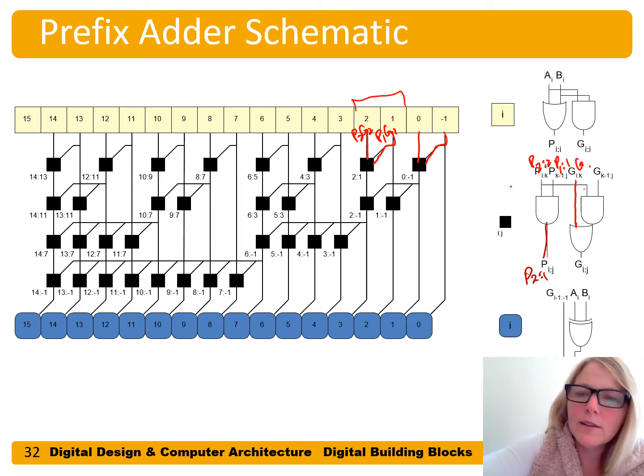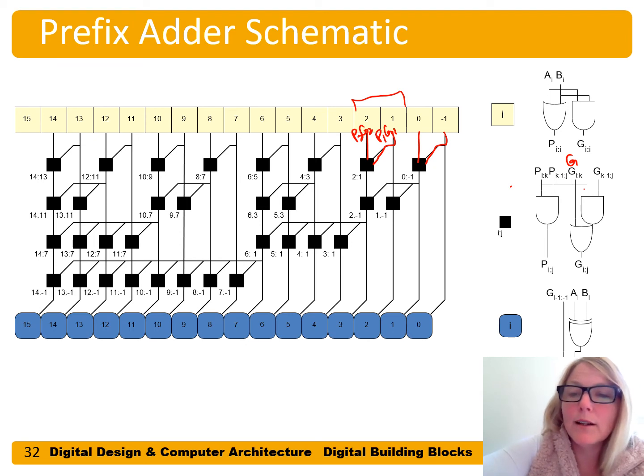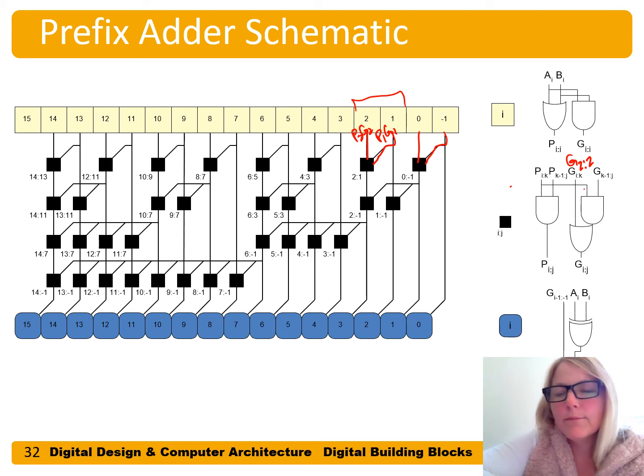Which we've called G2 colon 2. In fact, let's erase the P part, the propagate calculation. And now we're going to generate a carry in and of itself in that block, G2 to 2, the left block. We've also called that just G2 in the carry lookahead adder, for example.